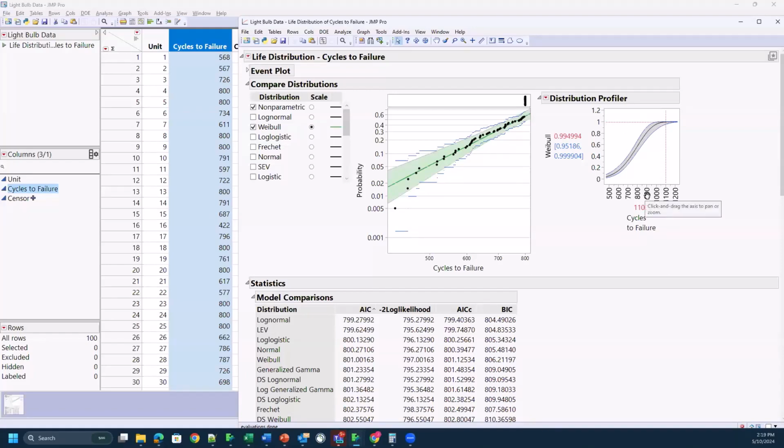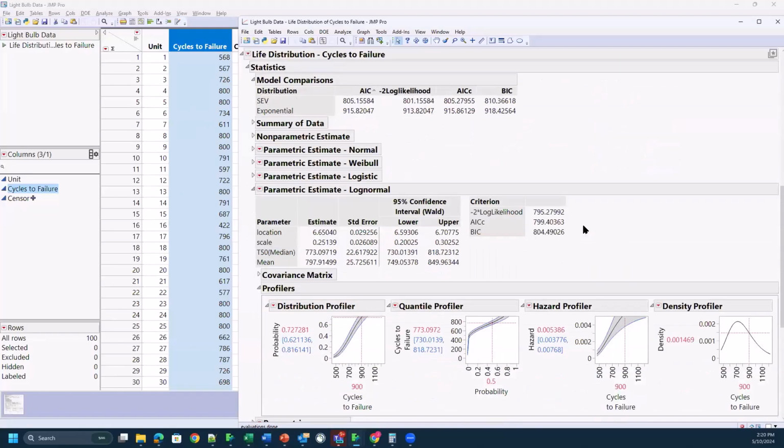How about if somebody asked me, well, what about 900? Well, by 900 cycles, we think that 81% will fail. Now, there's a confidence bound on that. Between 69 and 90%, we think will fail. Our best guess is 81%. So that 69% would be a conservative estimate for us. So we can pull that right off the chart here.